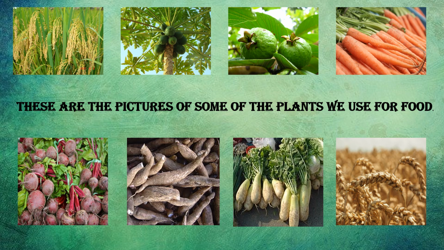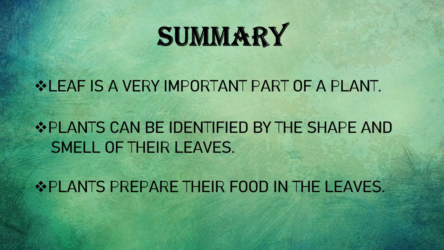Plants prepare their food in their leaves. The prepared food is used for their growth. The remaining food is stored by the plant in its different parts. We use this as our food. These are the pictures of some of the plants we use for food.